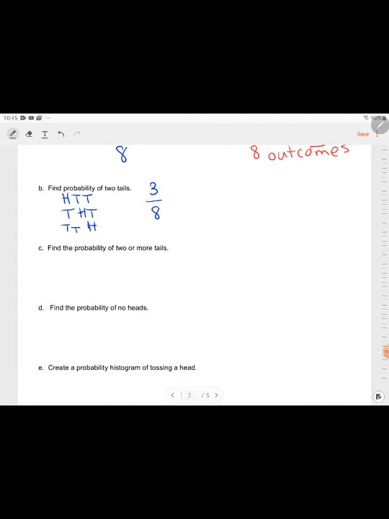Okay, now we have the probability of 2 or more tails. So we've got these. Head, tail, tail. Tail, head, tail. Tail, tail, head. And then the more would be all 3 tails. Tail, tail, tail. Which is going to give us 4 out of 8, which is 1/2. Now, the probability of no heads is the same as the probability of tail, tail, tail. 3 tails. So that's 1 out of 8.